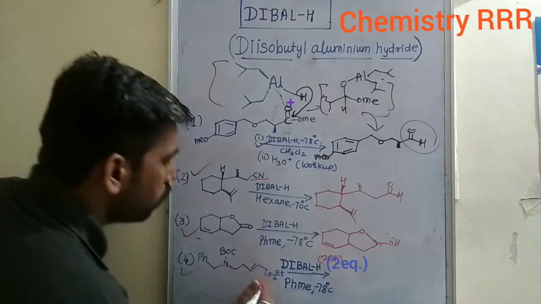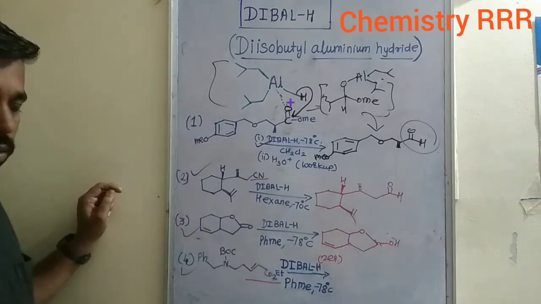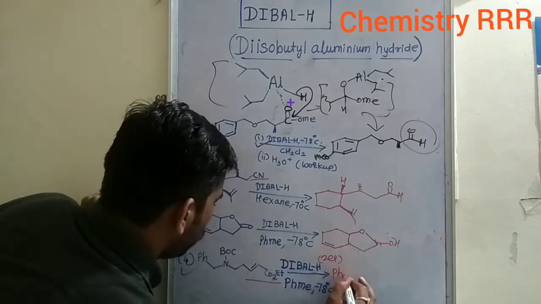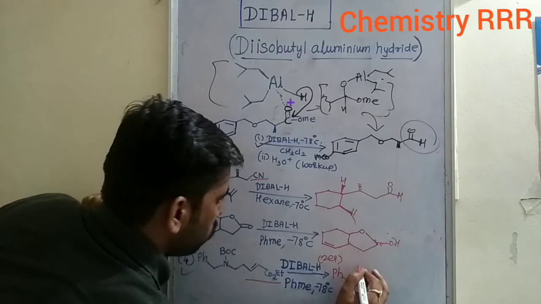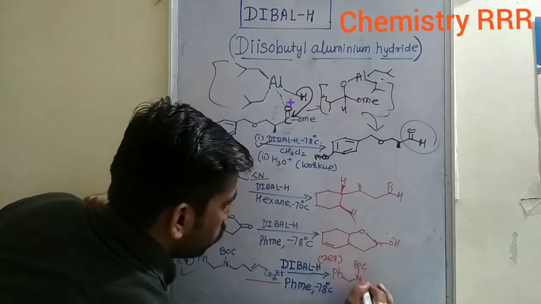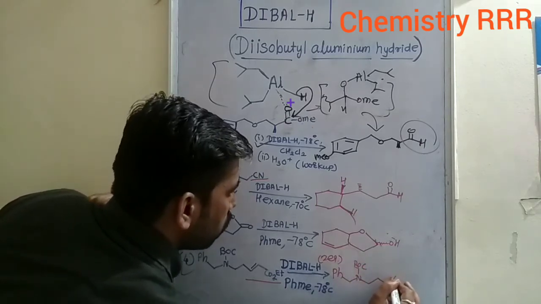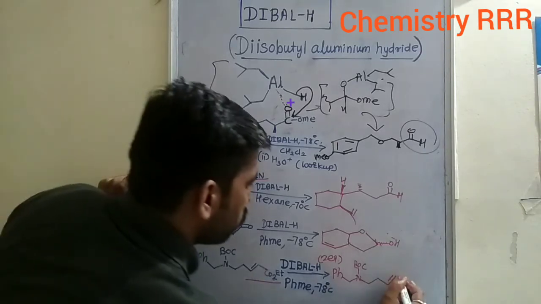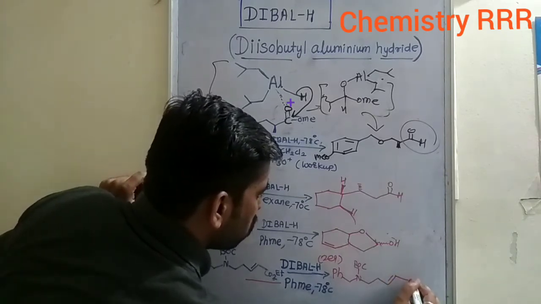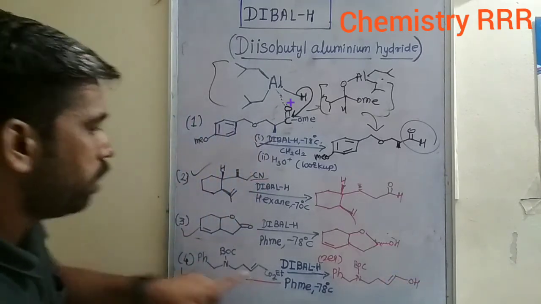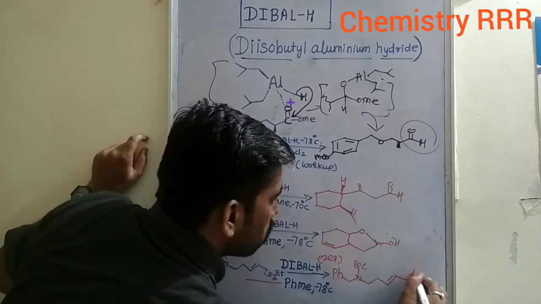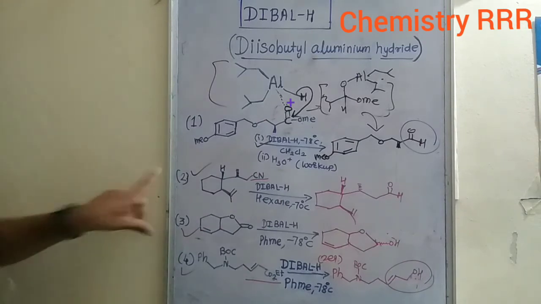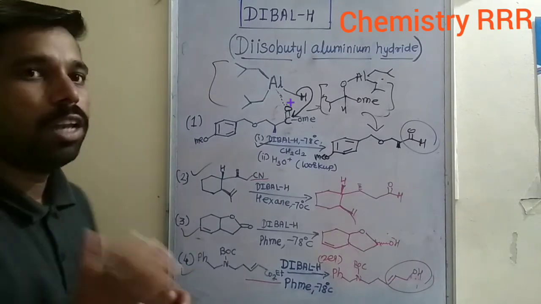Now the alpha beta unsaturated ester is converted to the corresponding allylic alcohol, that is the Ph group. Then it produces the corresponding allylic alcohol. This is an allylic alcohol. Now these are the 4 important examples of diisobutylaluminum hydride.